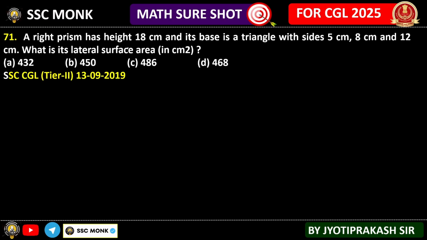Next. See, direct formula based question. Lateral surface area is equal to what? Lateral surface area is equal to perimeter of base into height. Perimeter of the base of the triangle is 5 plus 8 is 13, plus 12, 25, into height is equal to 18, that is equal to 250 plus 200, that is equal to 450 centimeter square. Option B is the right answer.